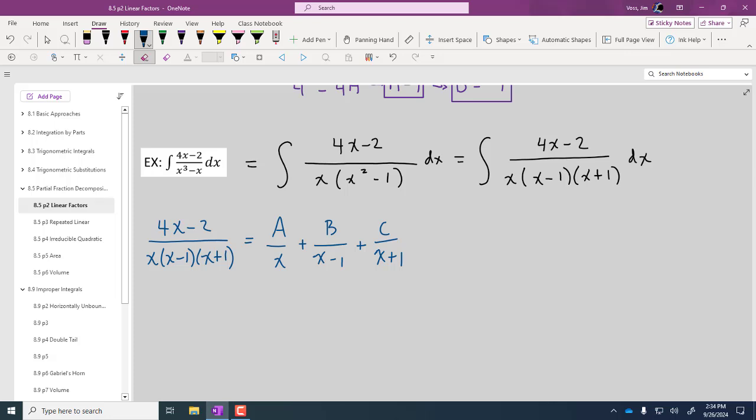So the first step, once we have written down our PFD equation, the next step is to solve for a, b, and c. And to do that, we first clear the fractions. We clear the fractions by multiplying by the common denominator here. So both sides get multiplied by that denominator.